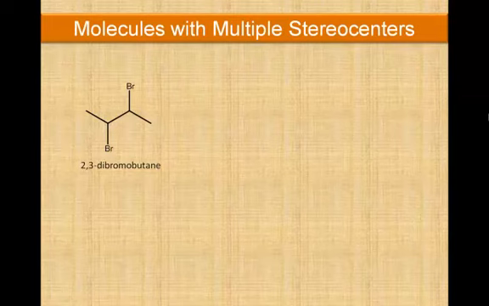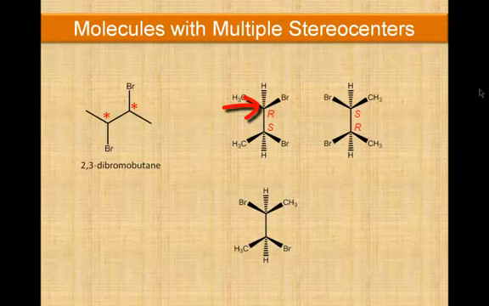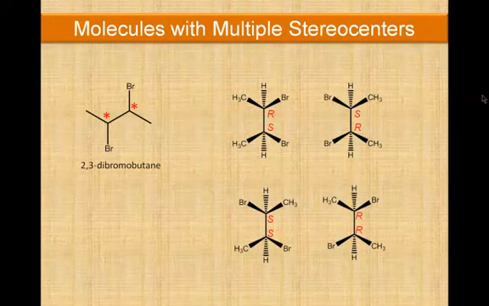Let's look at 2,3-dibromobutane now. Hopefully you can recognize that we have 2 stereocenters in this molecule, so the maximum number of stereoisomers that we could have would be 2 to the 2, or 4. We can start with any one of our stereoisomers at random, reflect it through a mirror to get its mirror image. Now we have the RS and the SR, and I'm going to change just the stereocenter on the top. That will give me the SS isomer. If I reflect that through a mirror, that reflection will be the RR isomer.